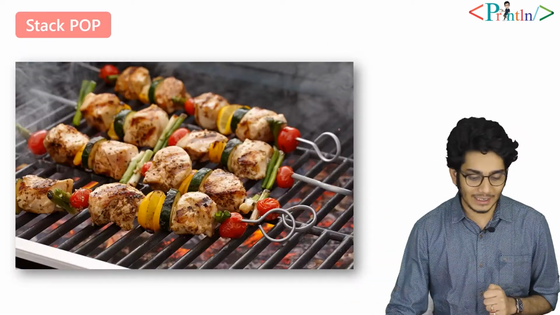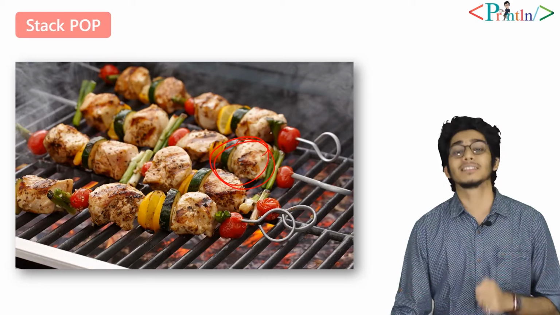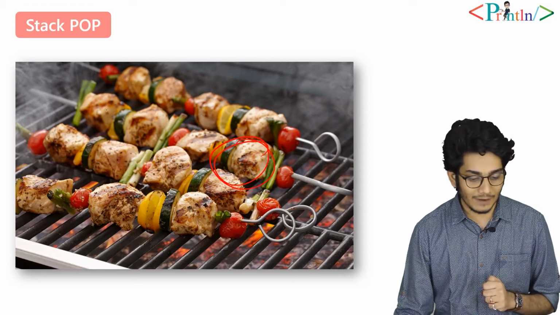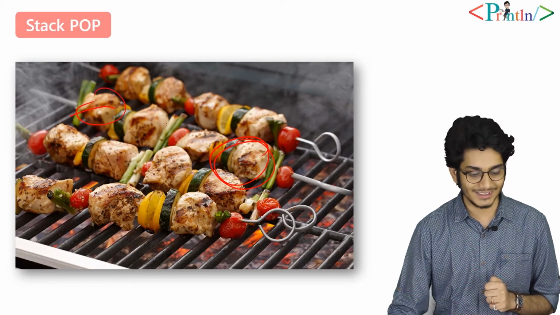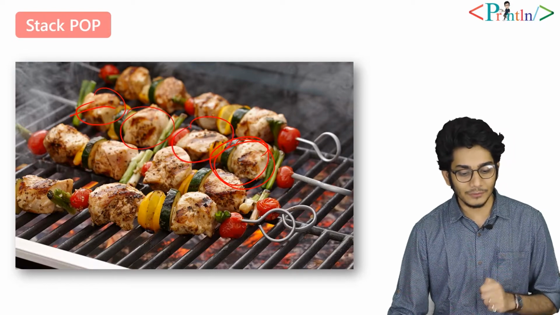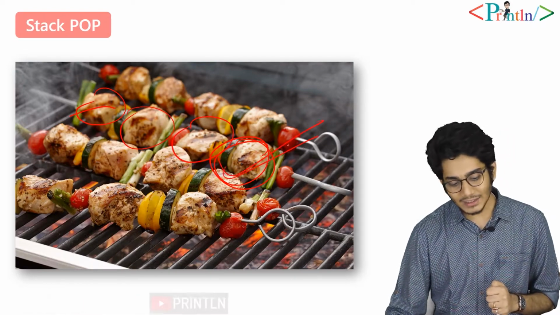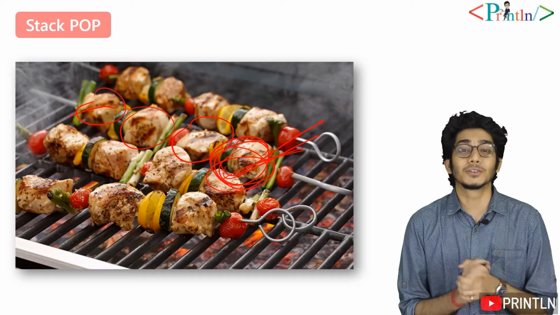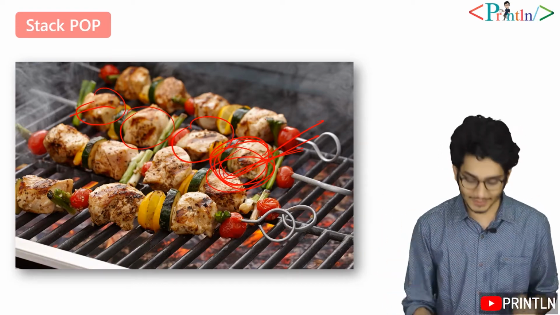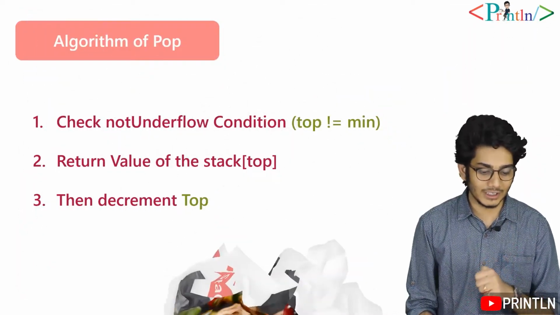So if you remember this example, to have this space, what do we have to do? At first we have to pop this space, then we have to pop this one, then we have to pop this one, and at last we can have this space. So I think this portion is clear, how pop works. Now we'll go for the functional terms.